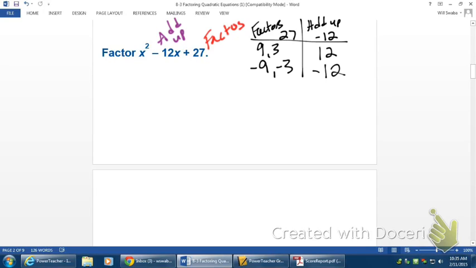Now we split up that negative 12x into our 2 terms. Okay? So everything else stays the exact same, except for that middle term. All we did right there is split up that middle term. A common mistake is you want to mess with that x squared and you want to mess with that 27. Guys, just drop it down. All you're doing is splitting up that middle term. Okay? Now, what are we going to do? Factor by grouping.